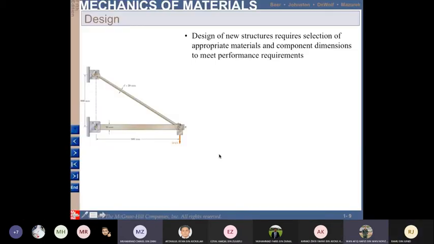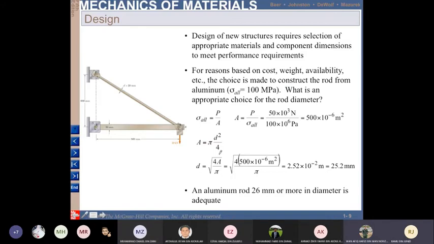25.2. Memang penting. So aluminium, you get 25.2. But this is the limit. So in order to be safe, you need a little bit higher value. So they round up as 26.